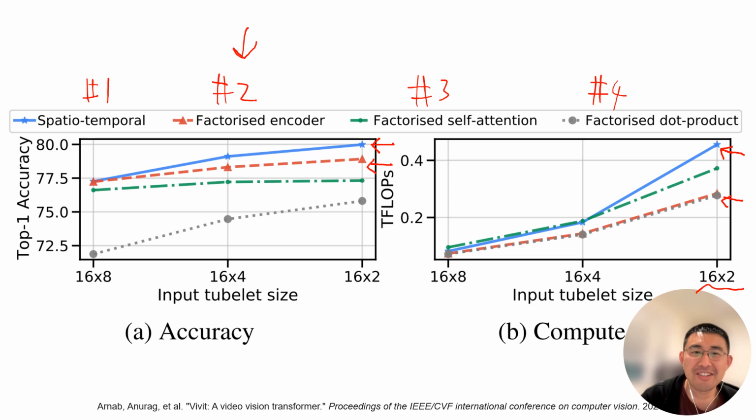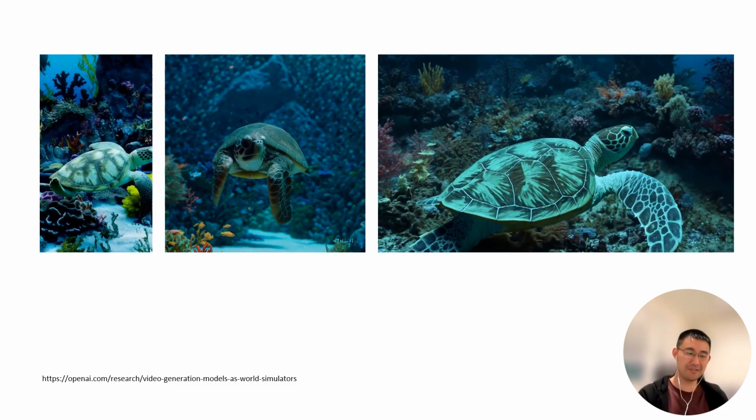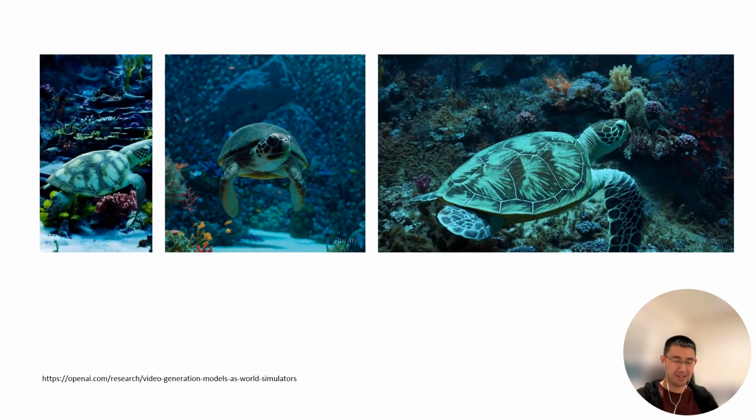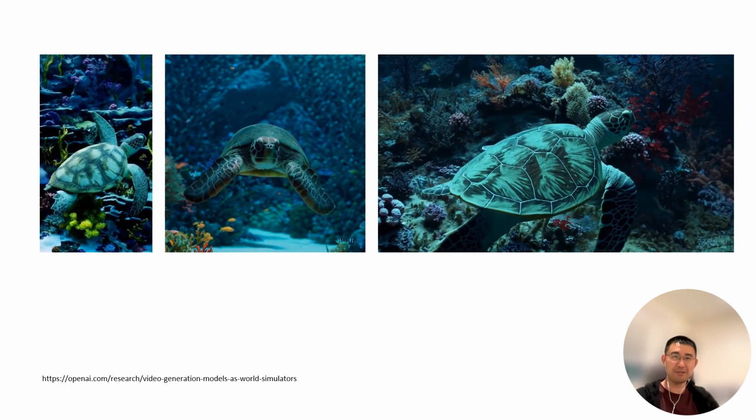I think it's really interesting. I was almost thinking that the fourth model, because it always looks at space and time at the same time, would be the best. Actually, the performance is the worst. So that's how I understand videos, and just taking a look at those videos generated by Sora.